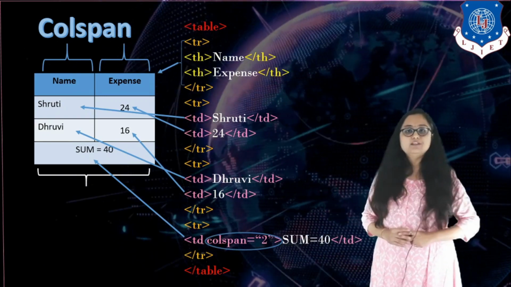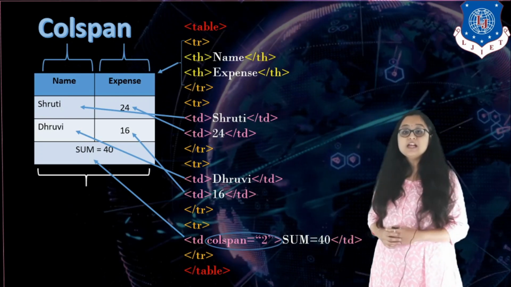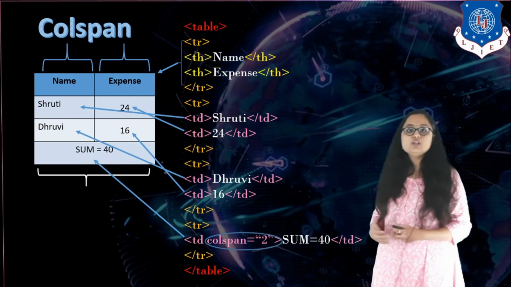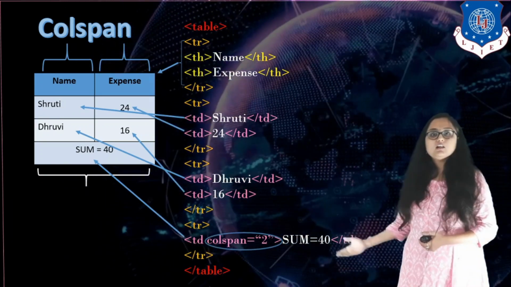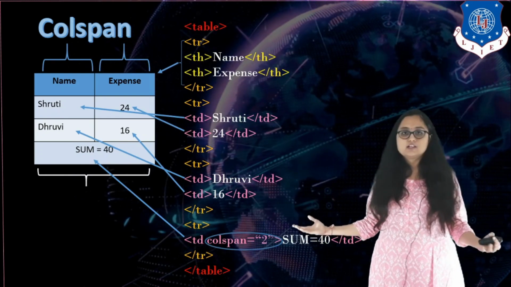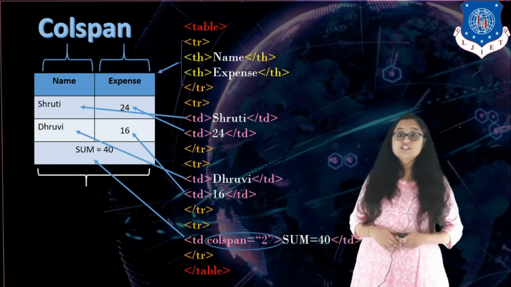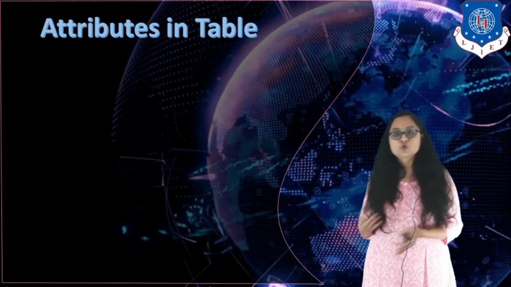If you are combining 3 columns, you have to write 3. If you are combining 4 columns, you have to write 4. And obviously you are writing the data value in between this TD, right? And this completes your fourth row, because you don't have any other column, and this completes your colspan. Okay, so this was all about colspan and rowspan.